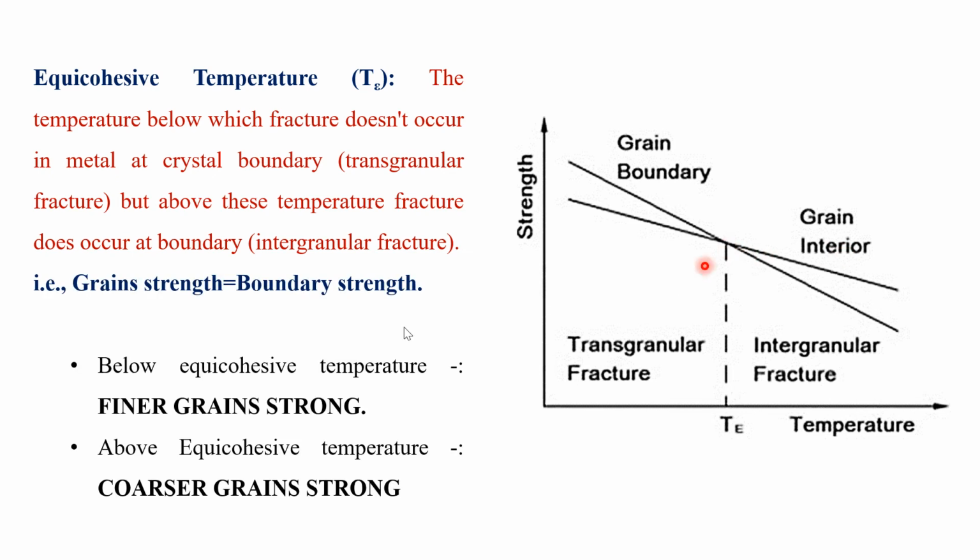So what we have discussed is that below equicohesive temperature, fine grains are strong. Above equicohesive temperature, coarse grains are strong. Why? Finer grains means more number of grain boundaries. That is, we have many small grains, and the grain boundaries are more in area. And below this temperature, grain boundary is anyway strong. Therefore, below equicohesive temperature, finer grains are strong. And above equicohesive temperature, coarse grains are strong because grain boundaries are already weak. So we need to try to minimize the amount of grain boundaries present. The way in which we can minimize them is we can make larger grains, a smaller number of larger grains.